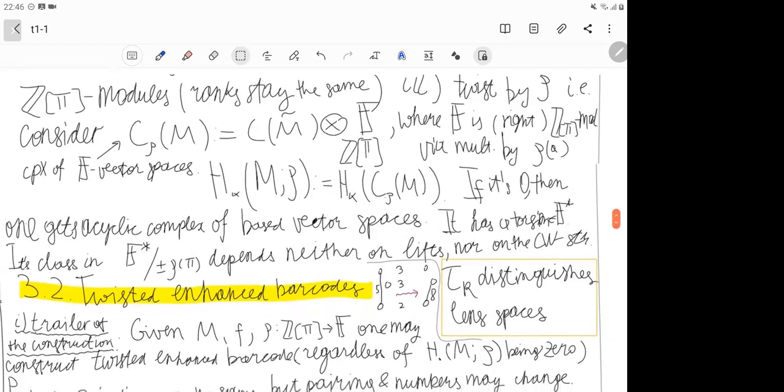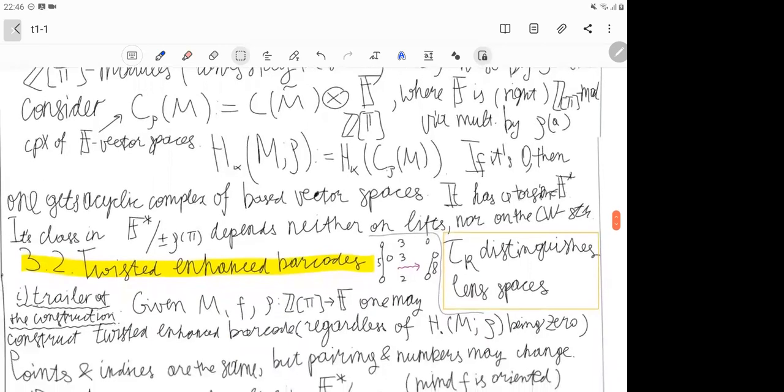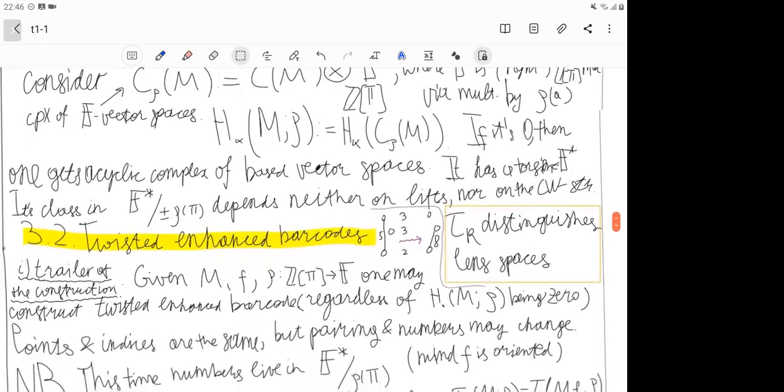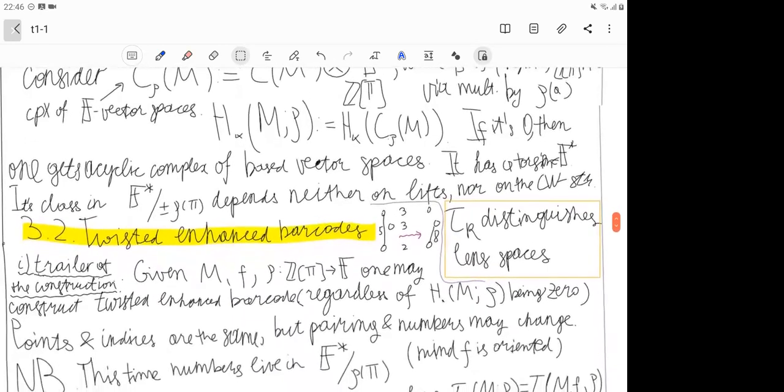This is vital. And then what can we do? How do we proceed? So we consider twisted enhanced barcodes. What an enhanced barcode is has already been defined. The twisted is the following. Given M, a manifold, and a function f on it.